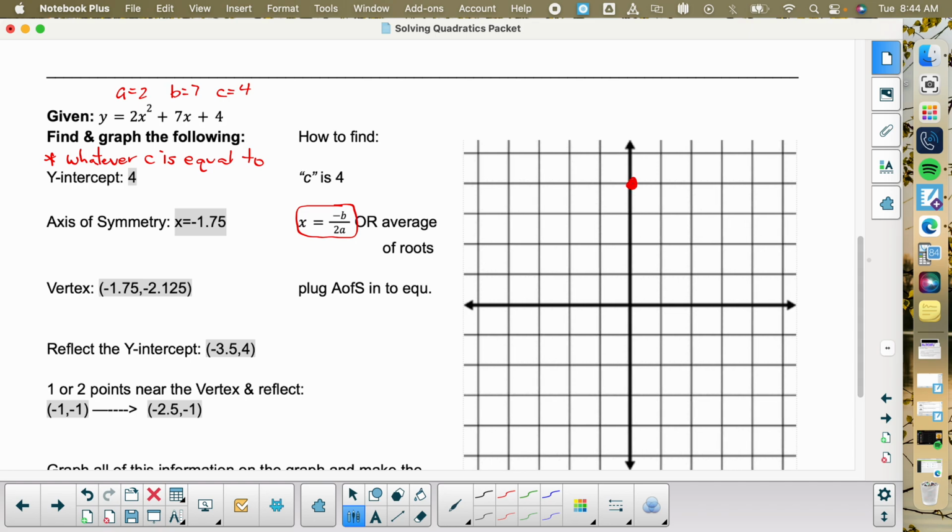It's semi-annoying, because it doesn't always work out very good. So I'm supposed to take the opposite of whatever B is, and then divide it by doubled A. Okay, well, B for us was 7, so I'm going to have the opposite of 7.